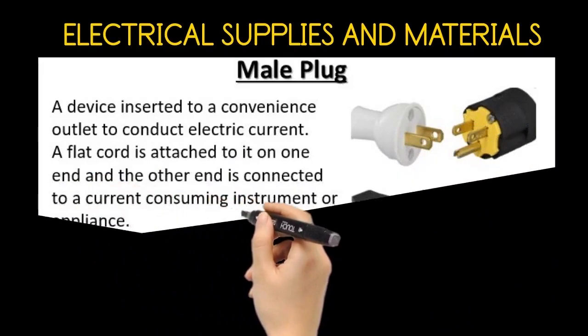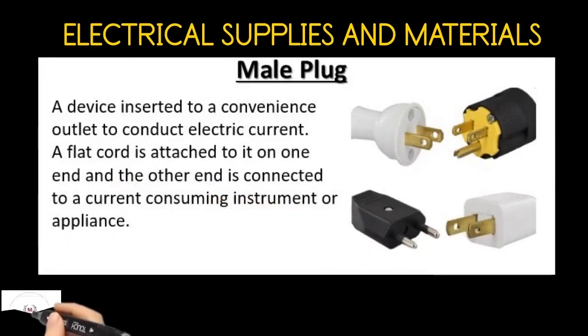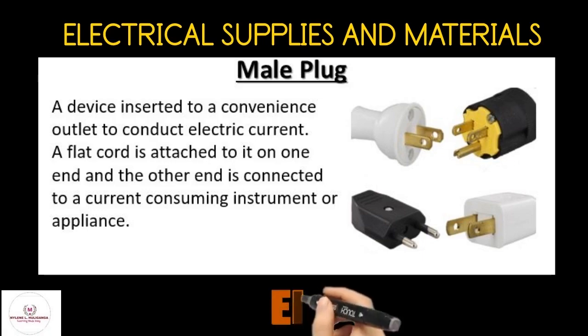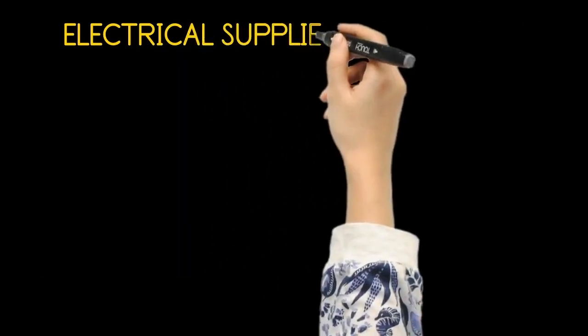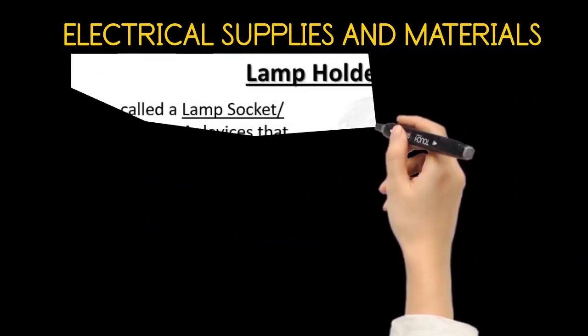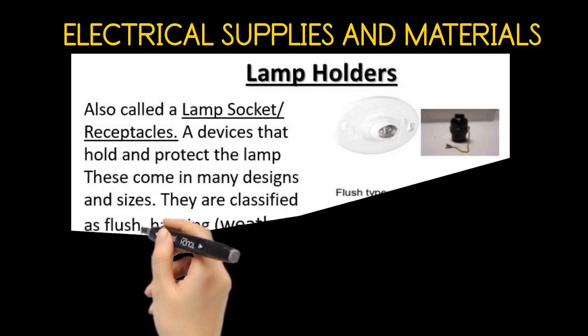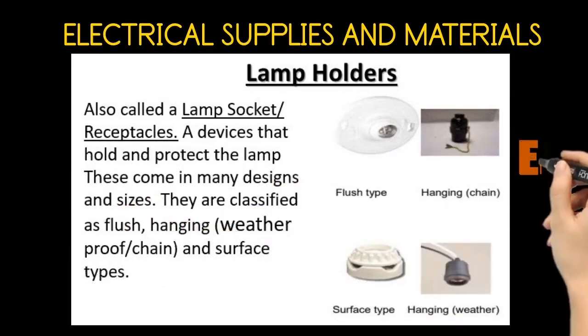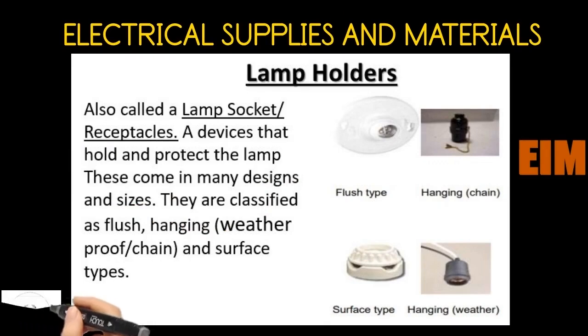To conduct electric current, a flat cord is attached to it on one end and the other end is connected to a current-consuming instrument or appliance. The lamp holders, also called a lamp socket or receptacles, are devices that hold and protect the lamp. These come in many designs and sizes. They are classified as flush, hanging, weather-proof or chain, and surface types.